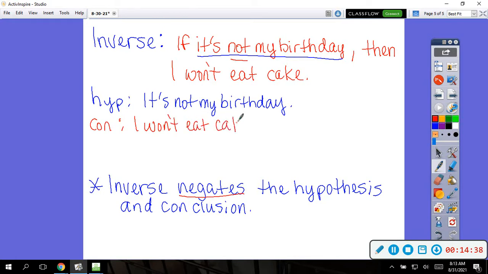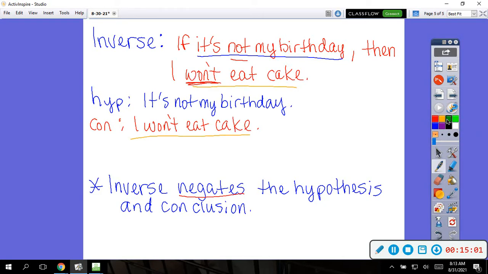So a common mistake here is, see there's one. That's the negative. It's only negating one part. That's just a mistake that people make sometimes. So I'm pointing it out so that you know that that's a mistake and not to do it. So I won't eat cake was our conclusion.